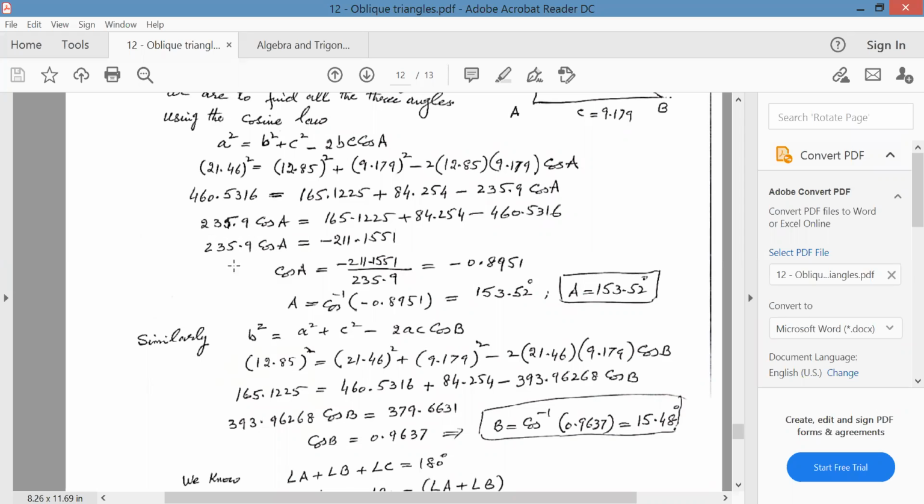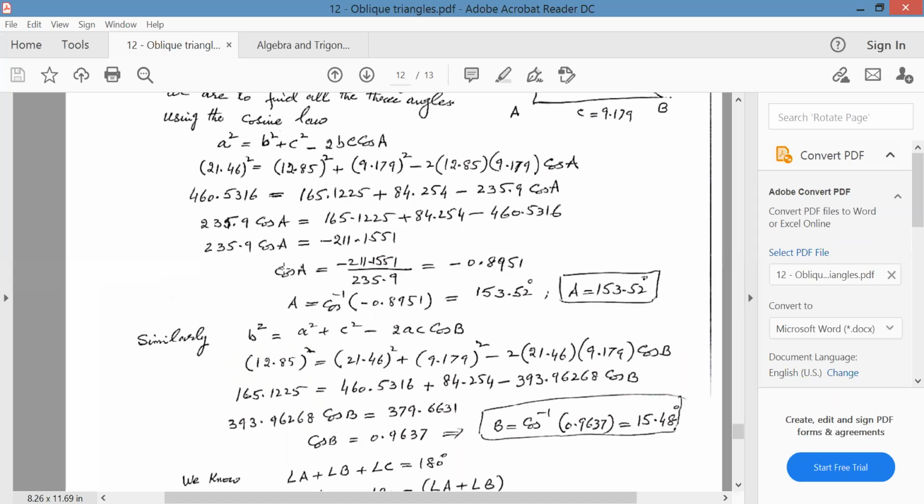You have to divide by this term because it is a multiple of cos A. After the division, some people are so foolish, very sorry to say, that they divide this term by the other, turning it upside down. Don't divide 235.9 by 211.155 the wrong way round. This term is a multiple, you want the value of cos A, so its coefficient will be divided on the right side. After the division, you get minus 0.8951.